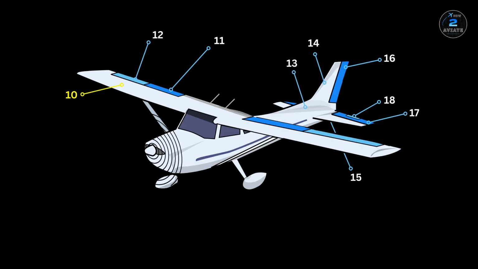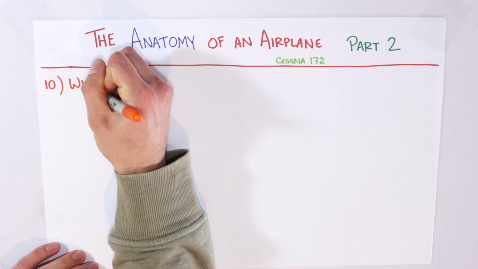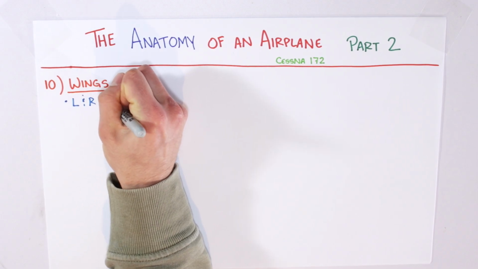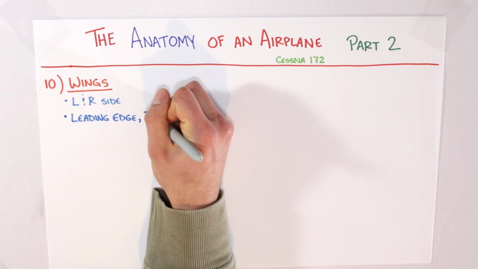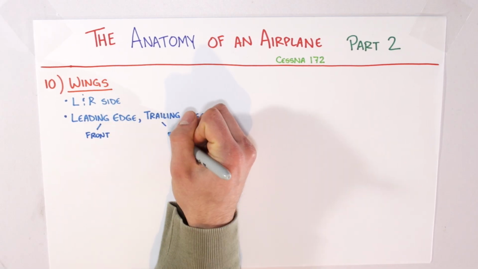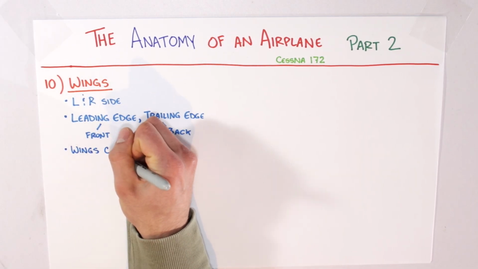Alright, let's pick up where we left off and start with number 10. Number 10 is the plane's wing. There's obviously one on the left and right side. The front of the wing is called the leading edge, and the back is called the trailing edge. The wing's job is to create lift, which, as we discussed before, is an upward force that counteracts gravity and keeps the plane in the air.